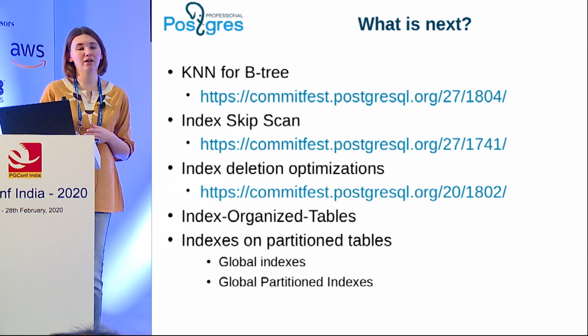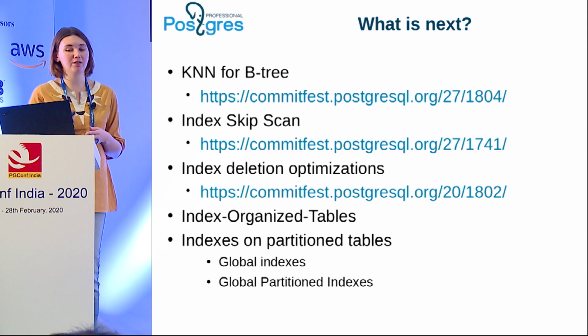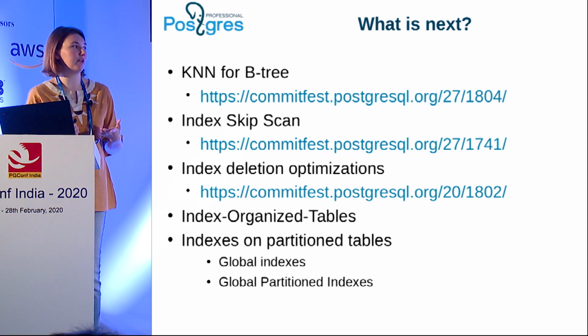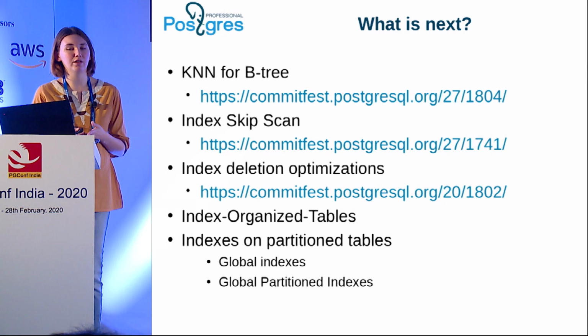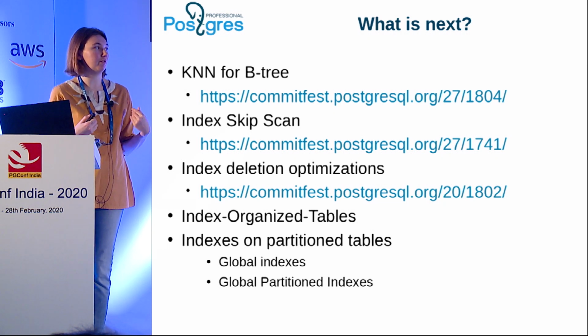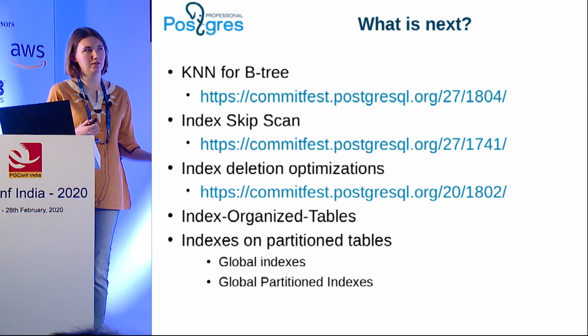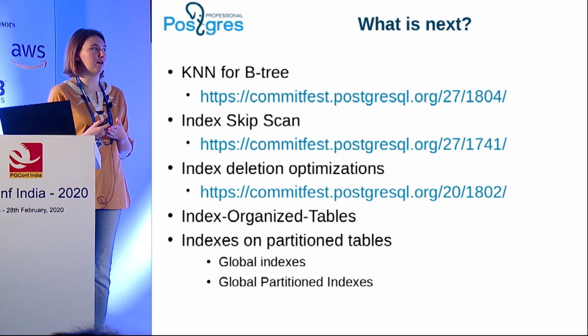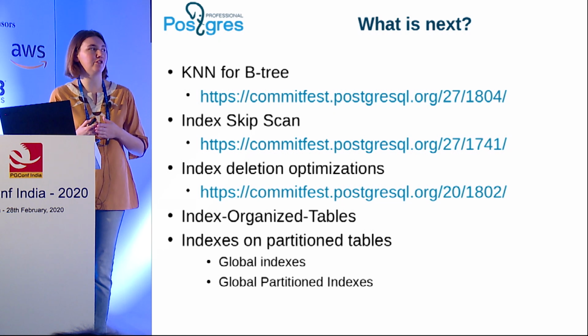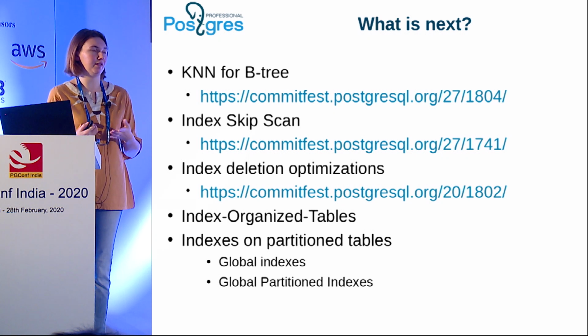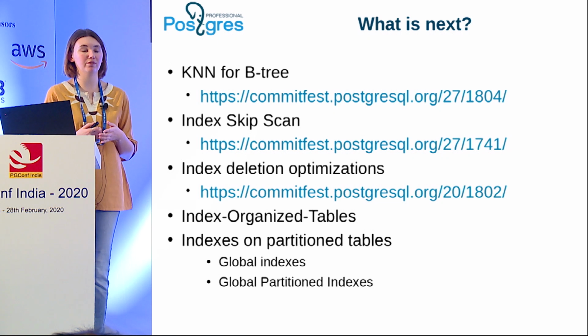Index skip scan will optimize indexes in such a way that you'll be able to run distinct or order by queries much faster. So you won't have to recheck every duplicate entry, and you can just move from one distinct entry to another. I don't actually know what's the current state of this patch, but I believe that it will be in Postgres 14 for sure, but I don't know about Postgres 13.